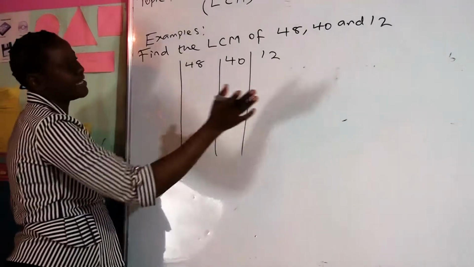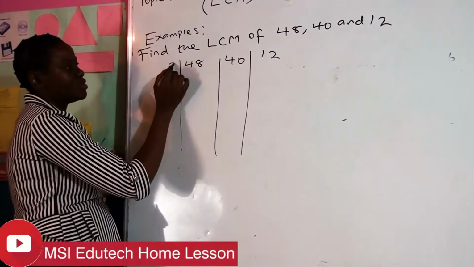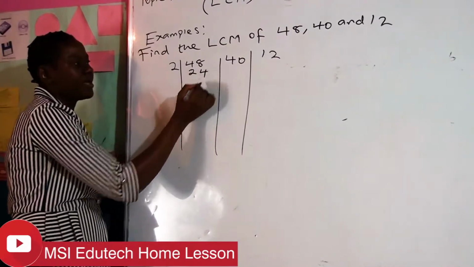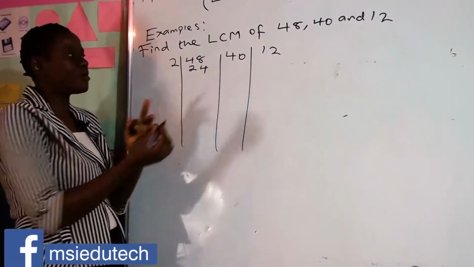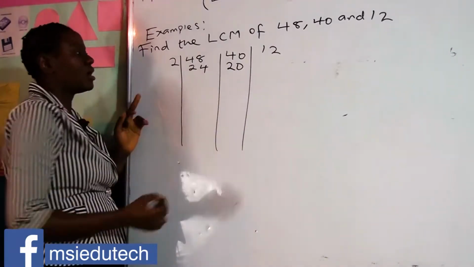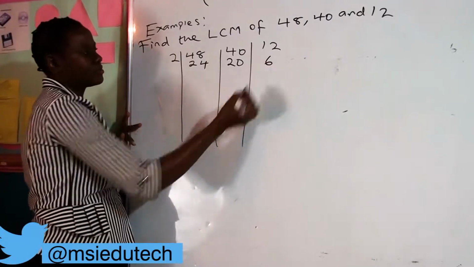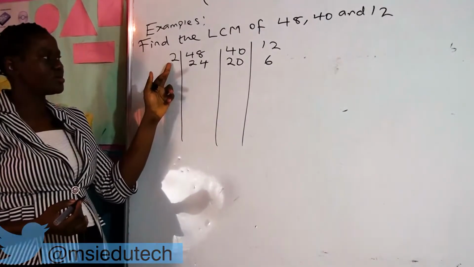What number could divide these numbers? Let's use 2. How many 2 can we find in 48? We have 24 here. How many 2 can we find in 40? We have 20. How many 2 can we find in 12? We have 6. What number could we use to divide again?